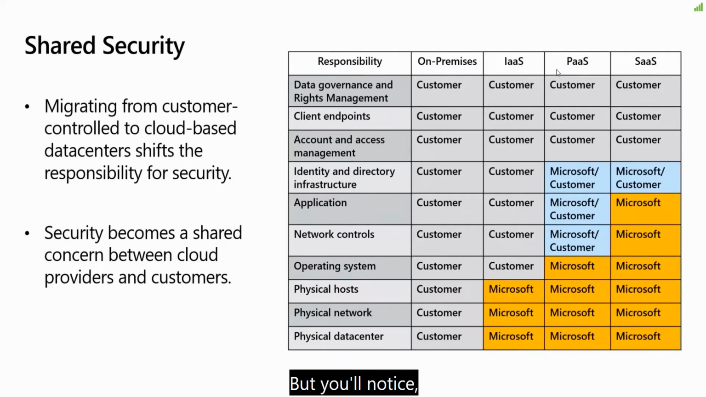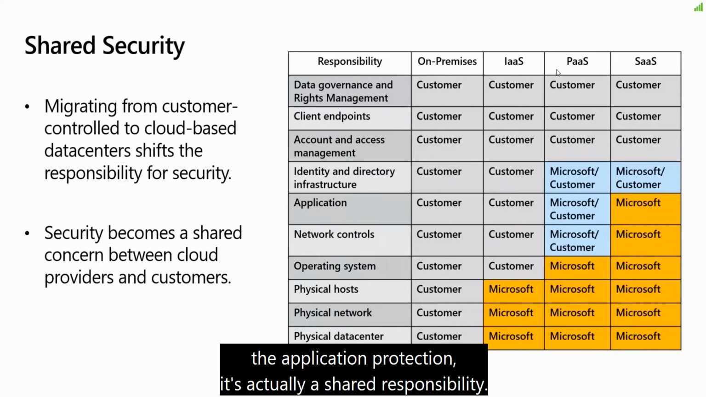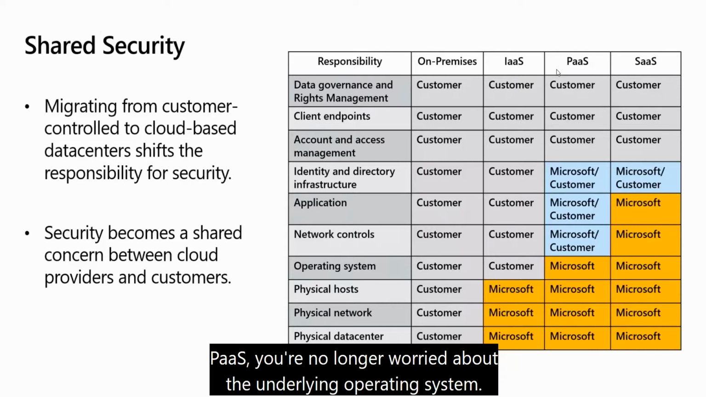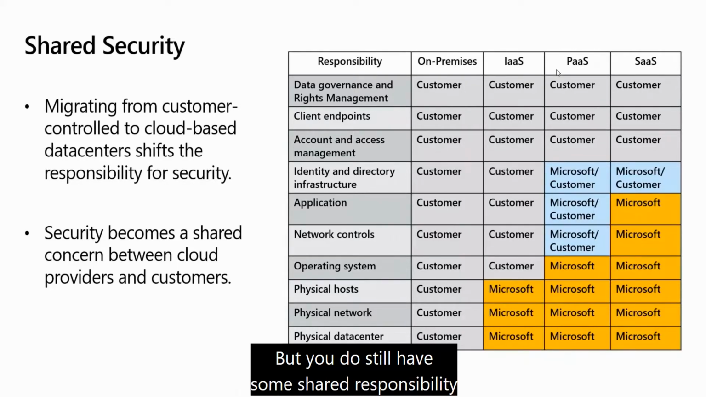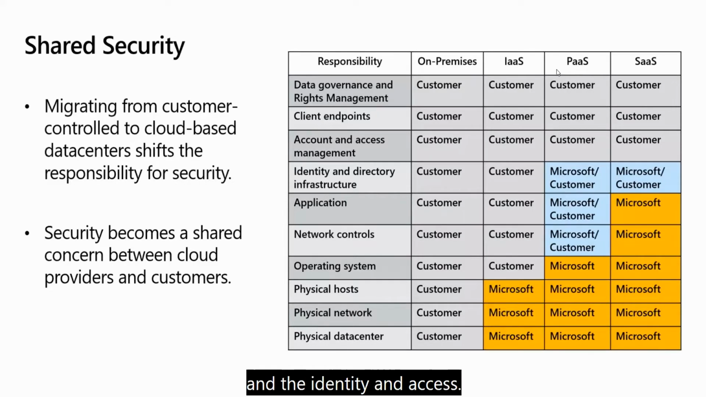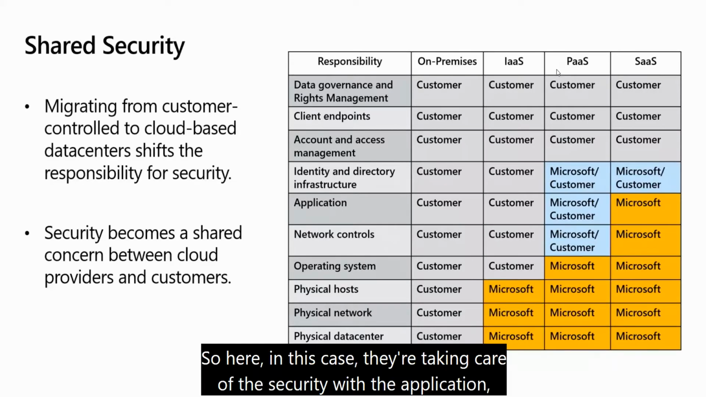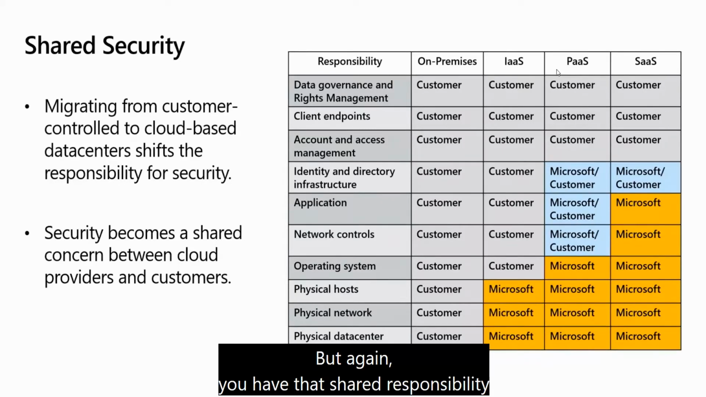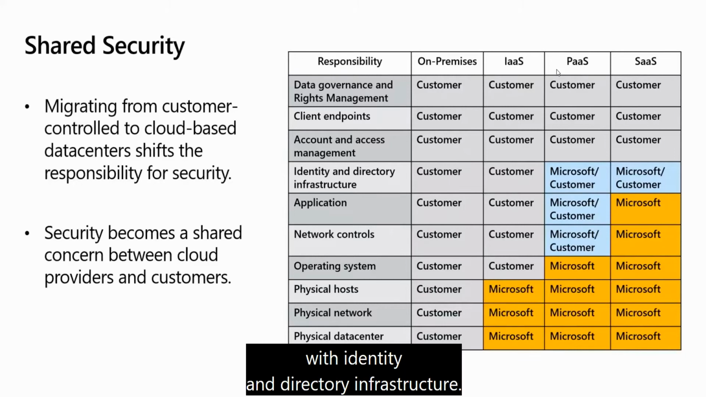But you'll notice the application protection is actually a shared responsibility. So it's not a full pass off to Microsoft. Whereas with the operating system, yes, with PaaS, you're no longer worried about the underlying operating system. But you do still have some shared responsibility with the network, the application, and the identity and access. And then finally, with software as a service, you're outsourcing almost everything. So in this case, they're taking care of the security with the application and the network controls, but again, you have that shared responsibility with identity and directory infrastructure.